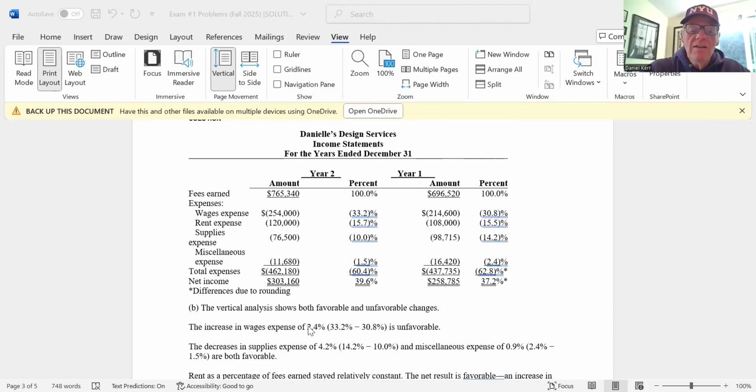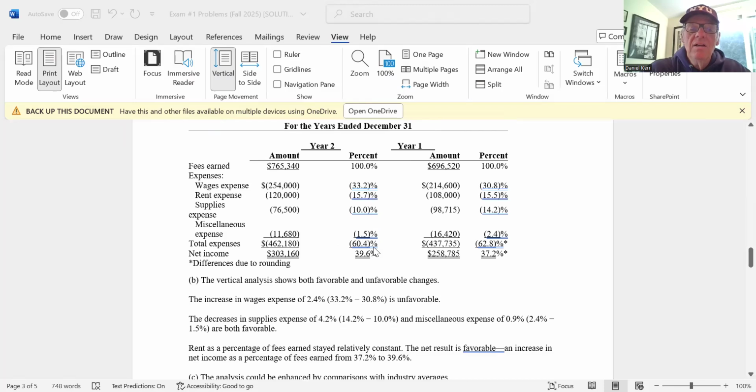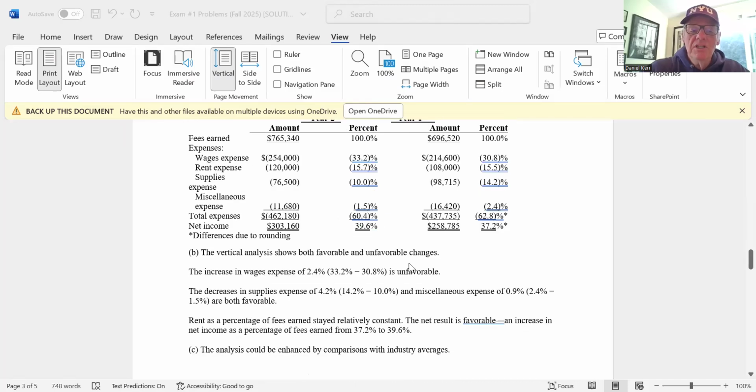So while you had both favorable and unfavorable changes, wages expense went from 30.8% up to 32.3%. That is unfavorable when you get increases in wages as a percentage of sales. But you had a decrease in supplies expense. Supplies expense went down as a percentage of sales, and miscellaneous expense went down as a percentage of sales as well. So those two were positive. Rent was pretty stable. It was 15.5%, and then it went up to 15.7%. That's not much of a change.